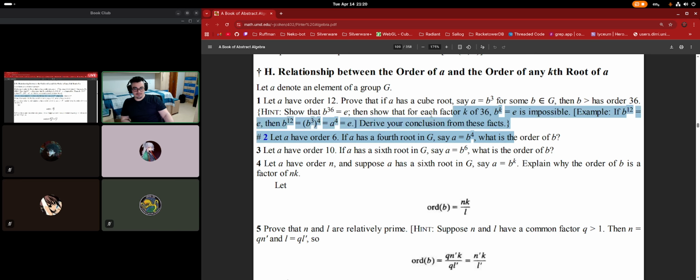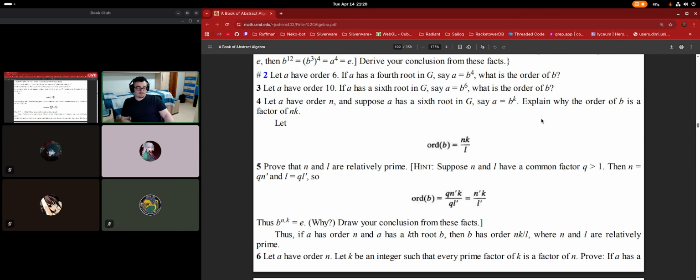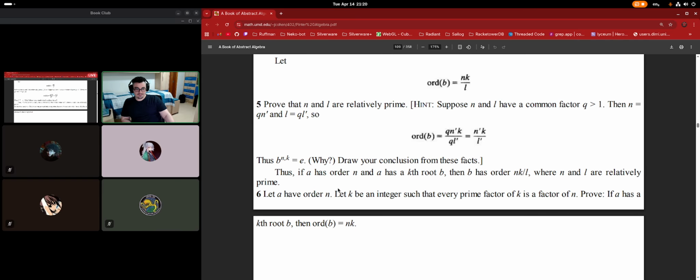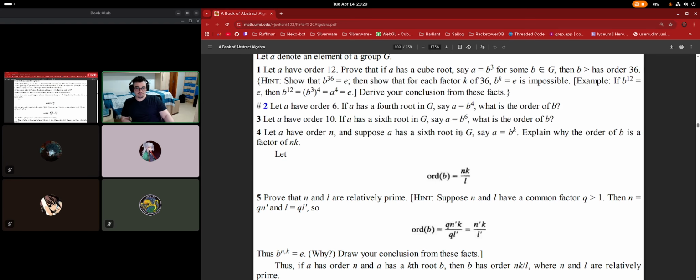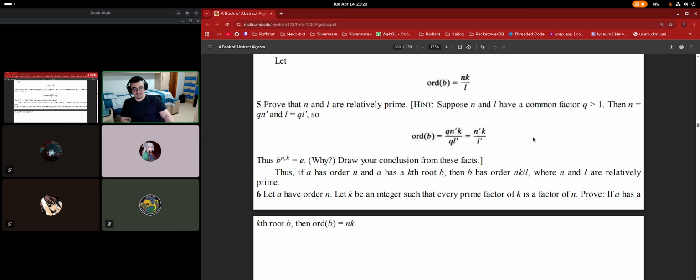So like, I'm dumb and I could do that. That's what I'm saying. And then it's essentially a bunch of that, 2 and 3, explaining why the order of b is a factor of nk. My understanding of this exercise is that it's a bunch of replacing things by other things that are already with an exponent that is different than 1. And you keep doing that, and then it comes again the relatively prime thing.